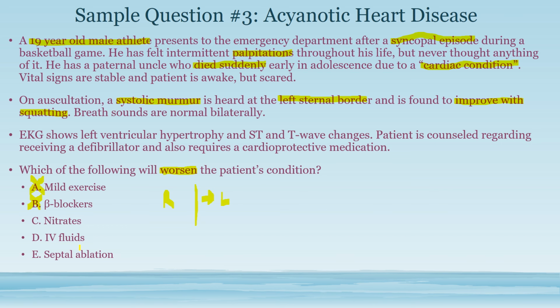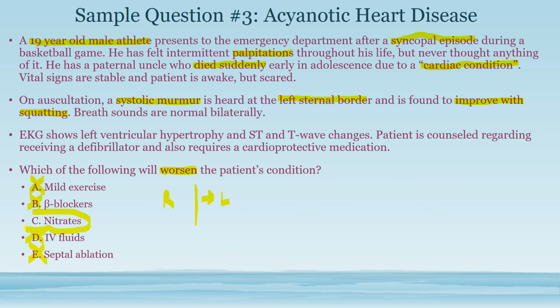IV fluids will increase the preload and cause the obstruction to be alleviated because you'll have more preload in the left ventricle, pushing the septum away from the left ventricular outflow tract. And we'll see more pictures of this soon. Septal ablation. Will this worsen the patient's condition? No, because the septum is the problem. So septal ablation actually would be helpful in this patient. So that's why the answer has to be nitrates.